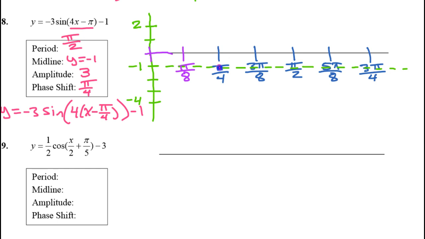Now normally the sine function goes up and down and back like this. However, see that negative sign in the front? That means there's a reflection over the x-axis. For that reason, instead of going up, it's going to go down to its lowest point, and then it will come back, and then it will go up to its highest point, and then back. So your sine function should look like this. Alright, that's it for problem number 8.